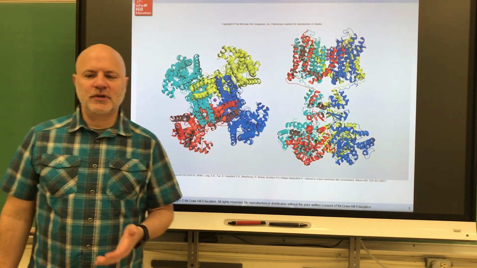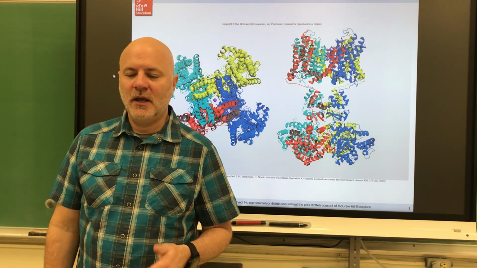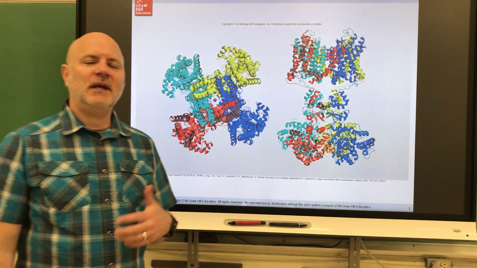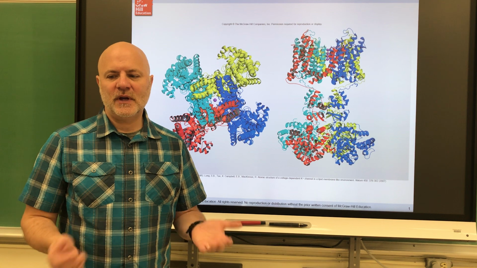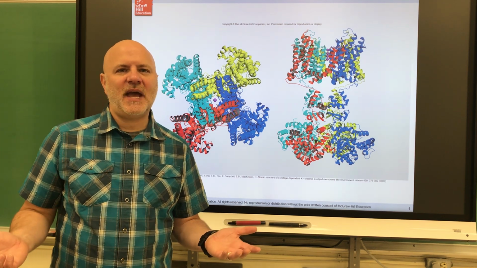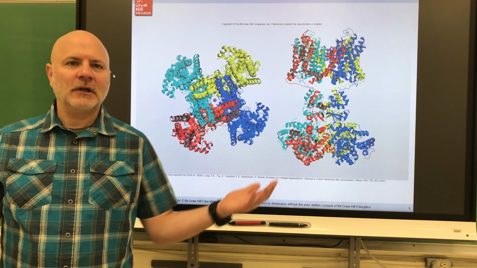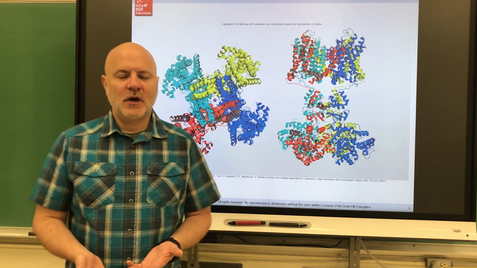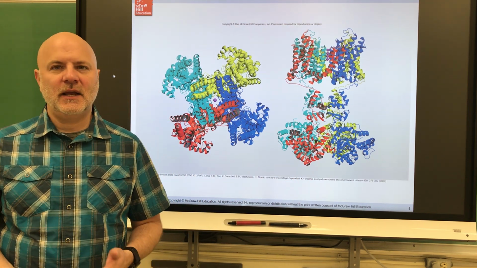All right, let's look at chapter 2 here in A&P 1. Chapter 2 deals with chemistry, and chemistry is the study of matter. Well, what is matter? Matter is anything that has mass and takes up space. So it's literally everything that's around us. Mass is the amount of matter in an object.